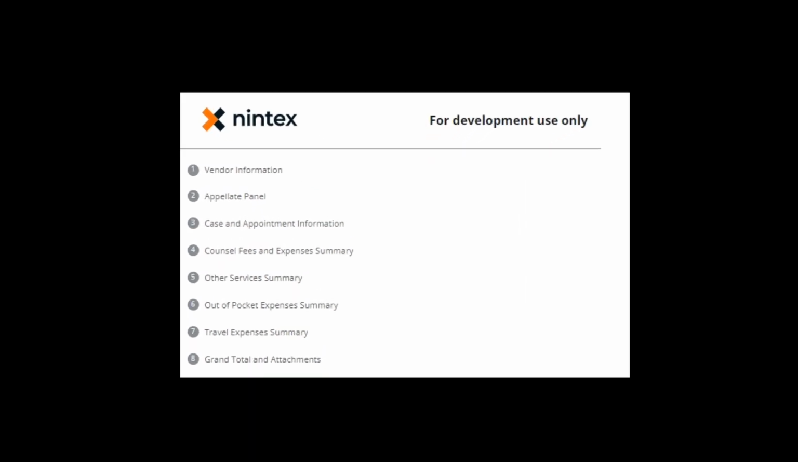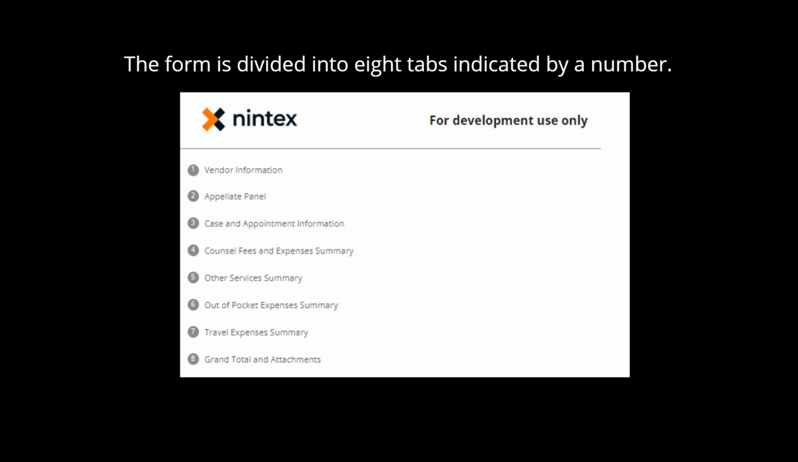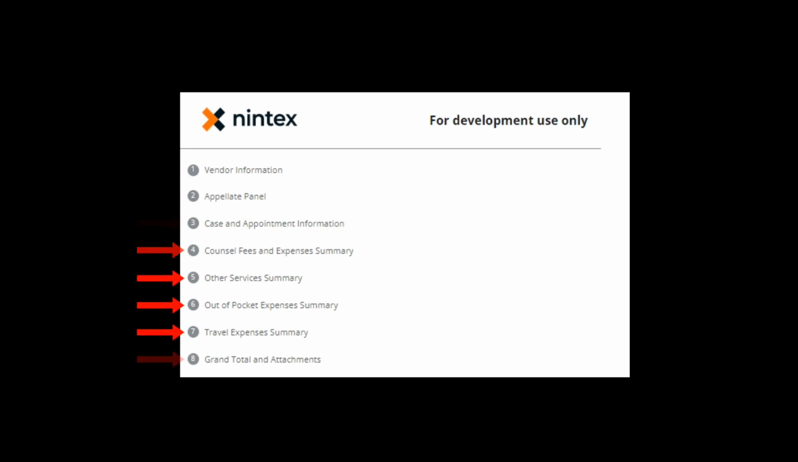Okay, I've already got the form open and I am ready to begin. When you open the form, you'll be presented with the very first section already open. For training purposes, I've gone ahead and collapsed that, and that is where we'll begin. First, let's take a look at the structure of the form itself. You'll notice that it's divided into 8 different tabs. These tabs are indicated with a number. We will go into each tab as we proceed through the video, but we'll begin on the Vendor Information tab.